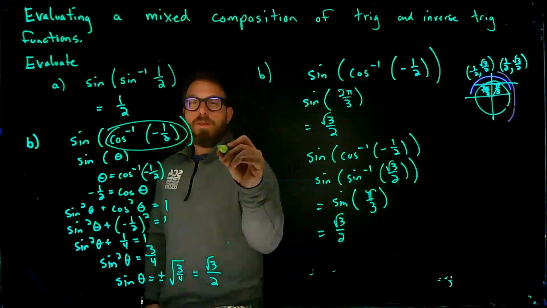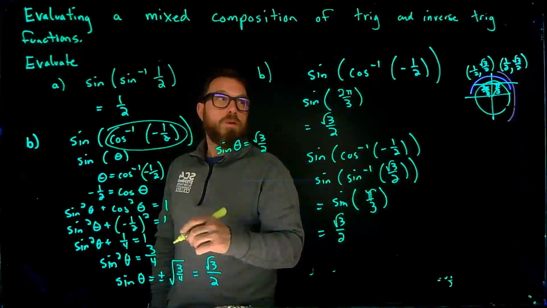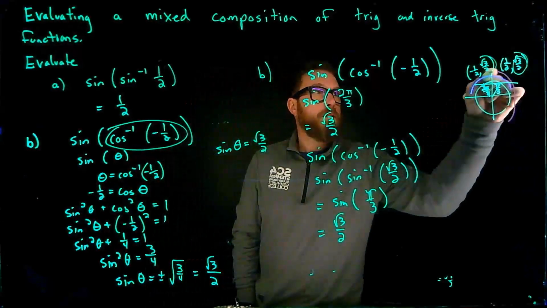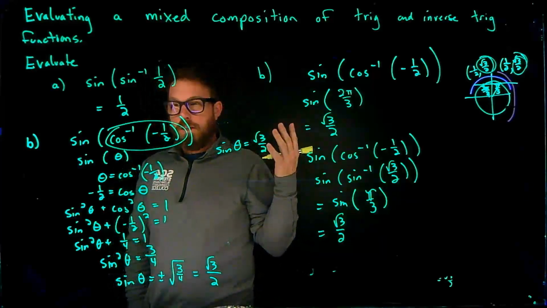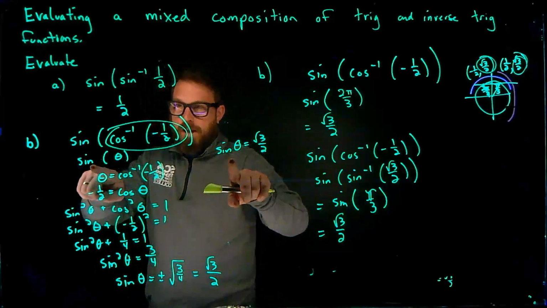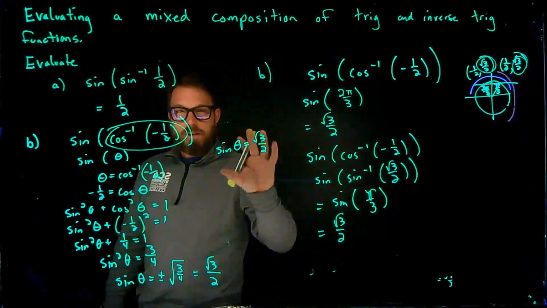So now that I know that the sine of theta is equal to root 3 over 2, which is kind of what we showed here, right? Then I technically have my answer. This is the sine of theta, so the answer is root 3 over 2 as we showed, but what's kind of fun is to turn it back now.